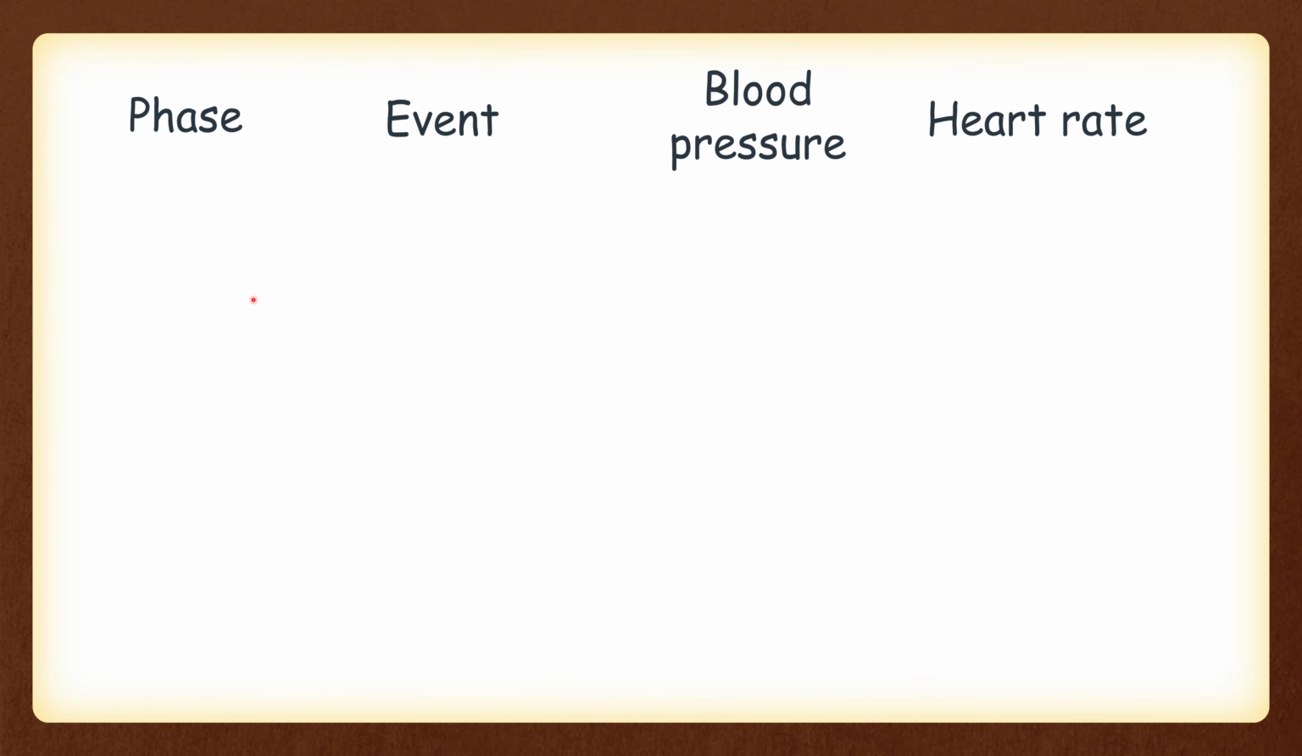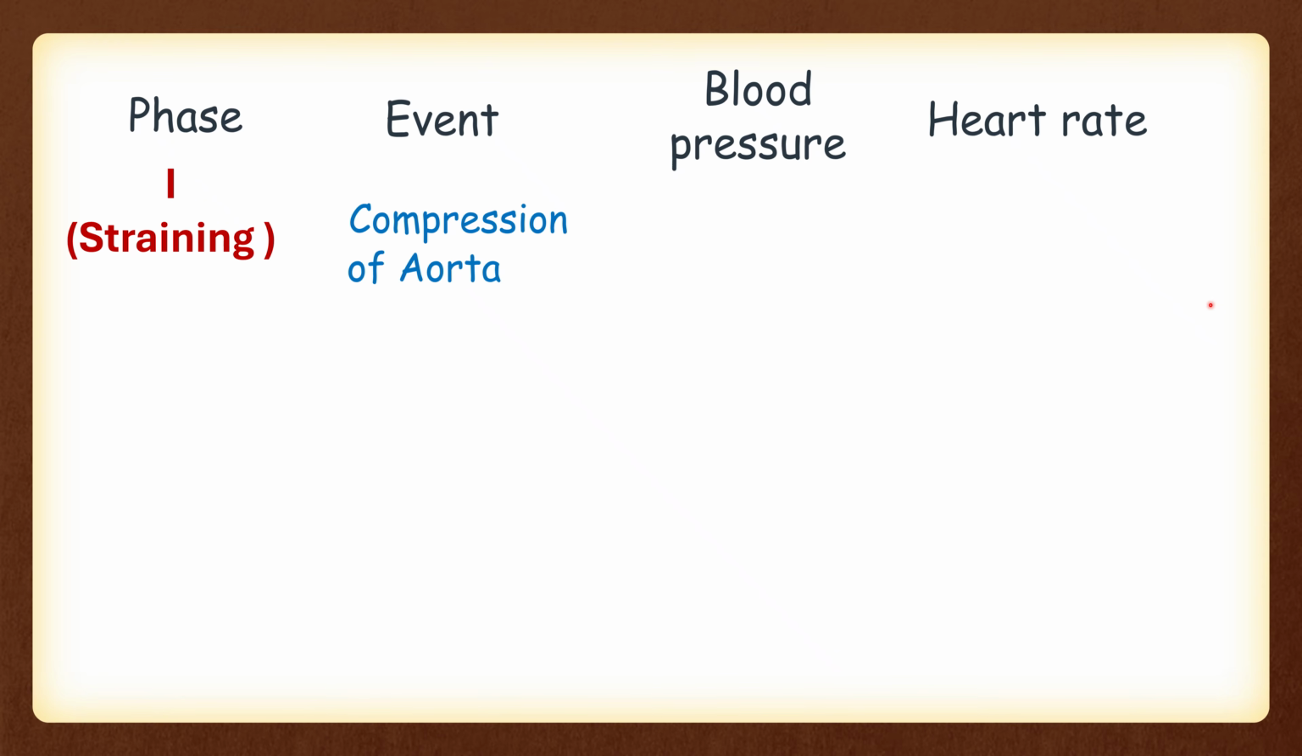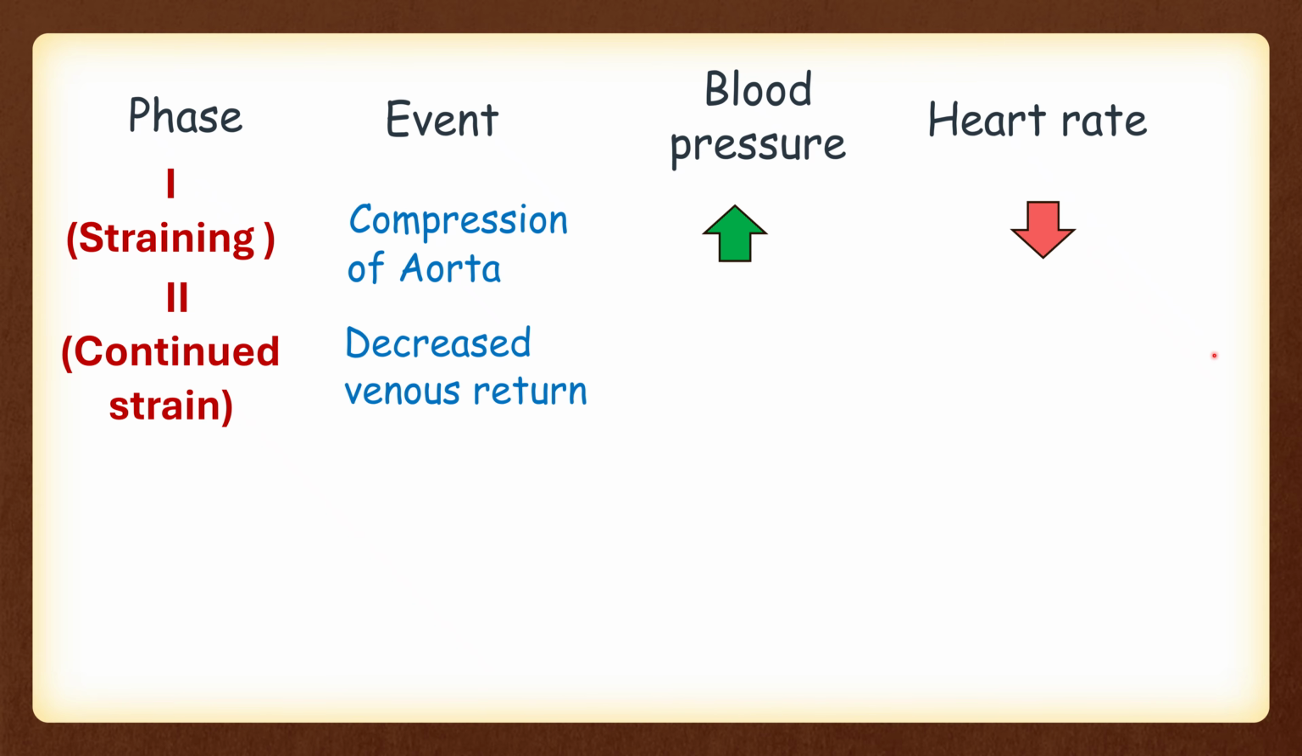So in the slide, I am going to explain about the phases and the events. In phase 1, the straining phase, because of the increase in intrathoracic pressure, there is compression of aorta. The compression of aorta will lead to increase in blood pressure. This is sensed by the baroreceptors and it produces the decrease in heart rate, that is reflex bradycardia, followed by the continued strain phase. Here, because of the further increase in the intrathoracic pressure, there will be decrease in venous return, and because of the decrease in venous return, there is a fall in BP and it is compensated by reflex tachycardia.